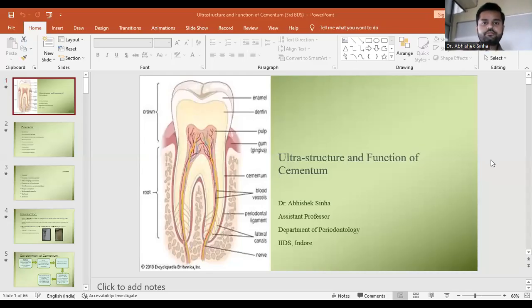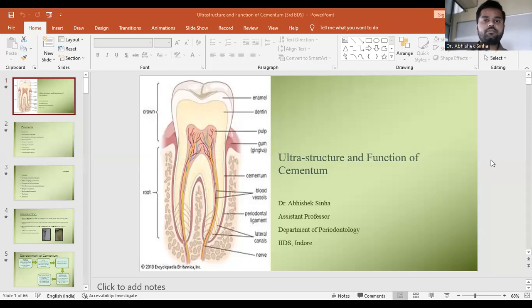So, very good morning. In the last class, we spoke about periodontal ligament, and before that I had taken the topic on gingiva. So, continuing with the flow, today I am going to speak to you regarding the topic cementum. We are going to deal with the ultrastructure and function of cementum. This is the third chapter in the list of normal periodontium.